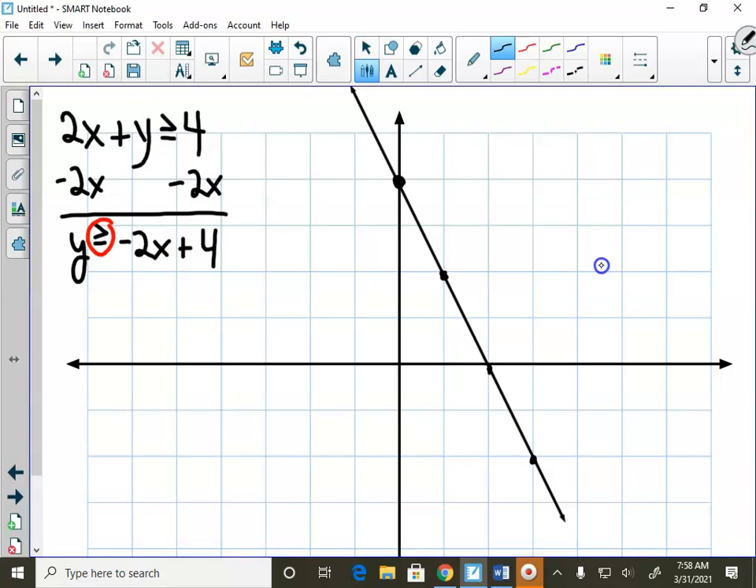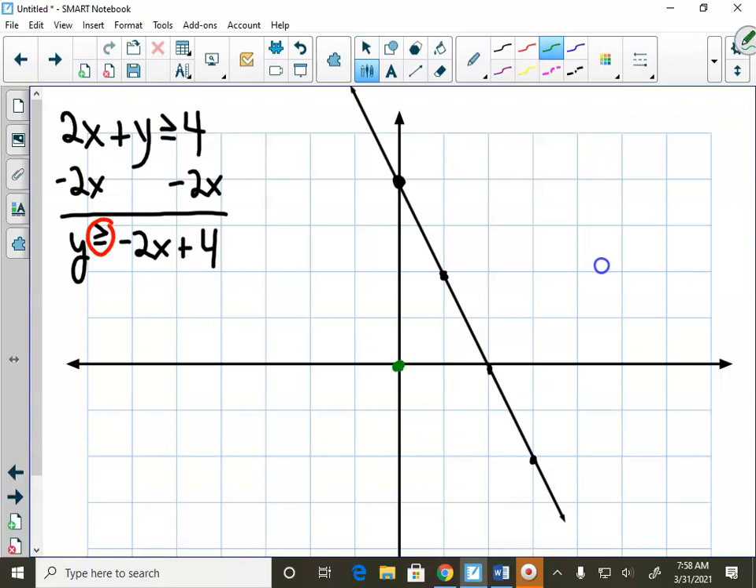To determine our shading, there's a couple ways that we do it. The first way that we're going to do this is we're going to choose a point anywhere on the graph that's not on that line. I strongly suggest that when you do this, you choose 0, 0 if it's not on the line, just because it's the easiest one to substitute in.